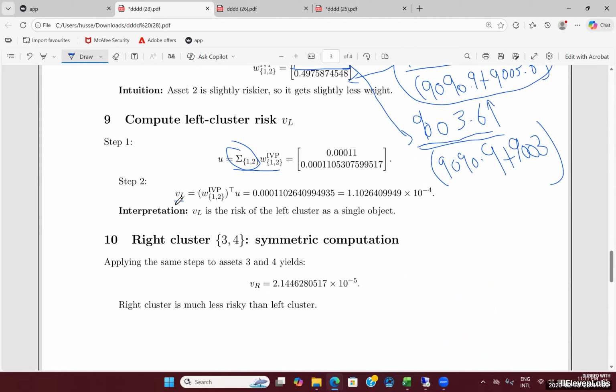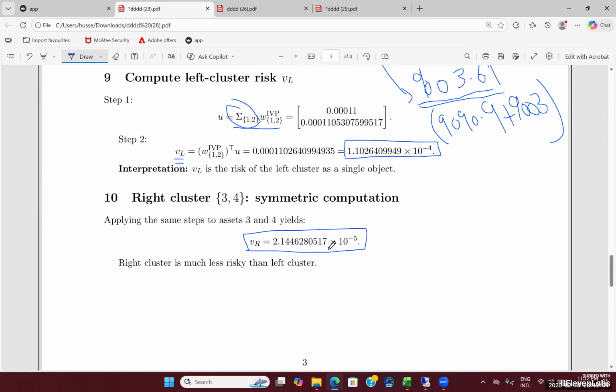And that process will then provide us with the statistical variance of the left-hand data cluster, specifically considering asset number 1 and asset number 2. And the resulting figure we obtained was this value. We'll apply the identical process to the right-hand cluster, and this will yield a specific number. It's important to observe that the right-hand cluster exhibits a noticeably lower variance.